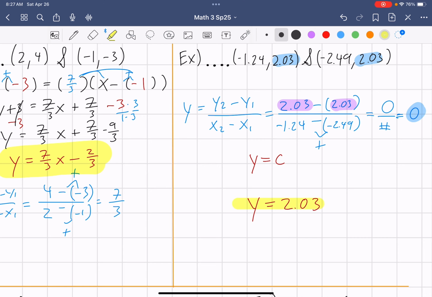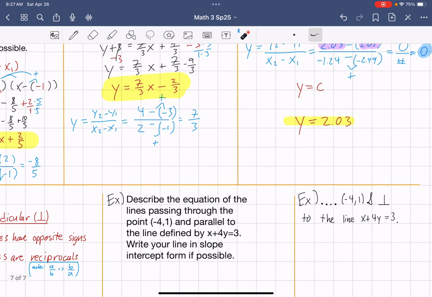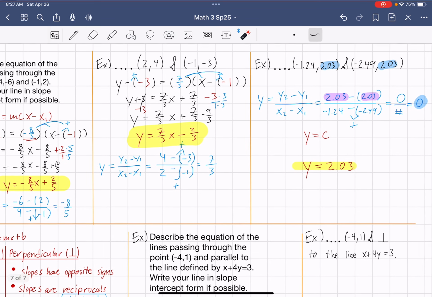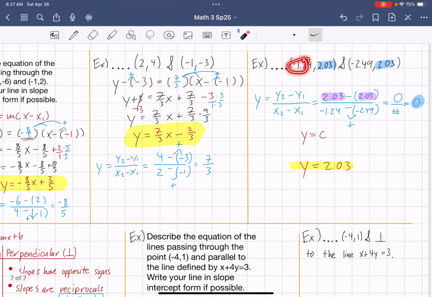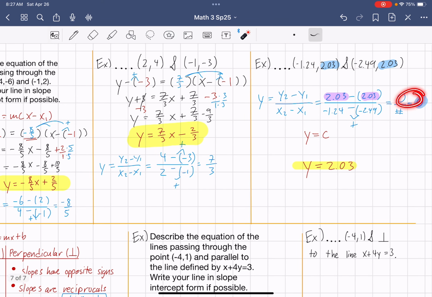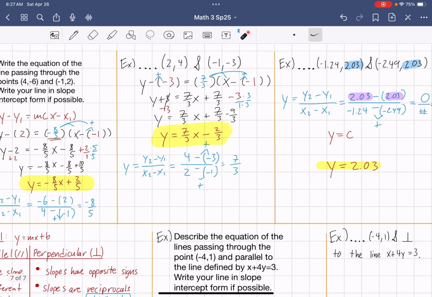Could I have done all this with the slope form? Yes. But that is so much faster and allows you to think critically and actively as you're doing these problems. So again, watch out for those. And that would have been the same if the x's were the same, you would have had an undefined slope, and that would be when x is equal to a constant.